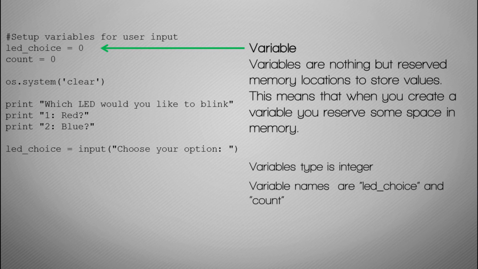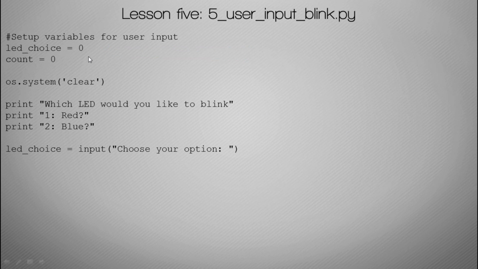The two variables we have here are LED choice and count. The value in both of these is the number 0. So there are two choices. What happens is we've set our two variables up with the number 0 in. Then we're going to send the operating system command clear to wipe the screen. And then we're going to print to the screen which LED would you like to blink, and then the options, one for red and two for blue. So we're presenting our user to type that in.